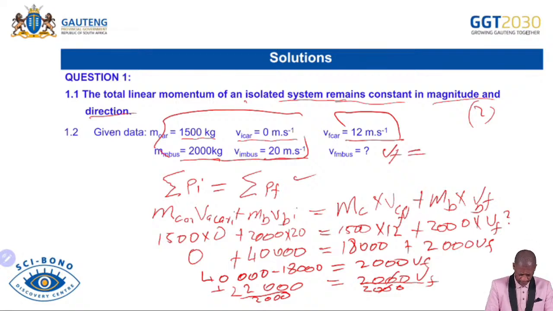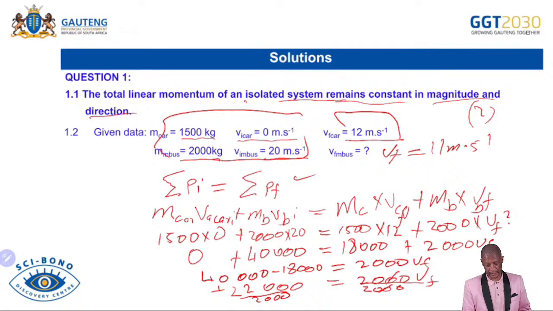Let us divide. Then it gives us 11 meters per second, in the same direction as the car. They are moving in the same direction as the car because remember, velocity is a vector. It has a magnitude and a direction, and the magnitude is positive, what you get. So they are moving in the same direction. The velocity that we have calculated for this one is 11 meters per second. That is how we are doing it.